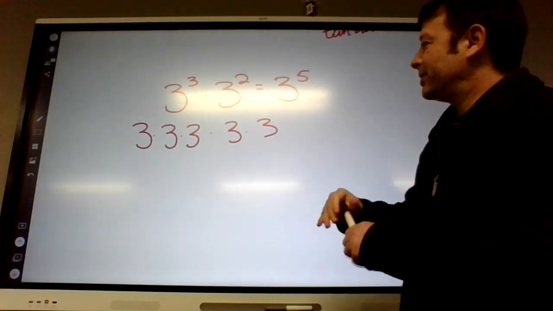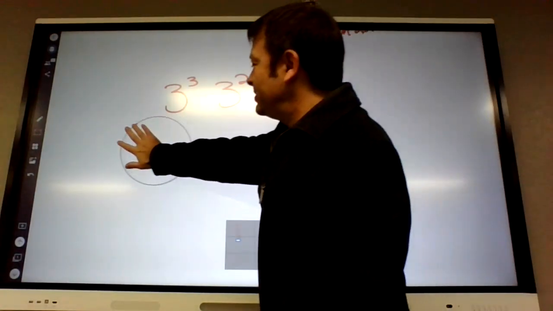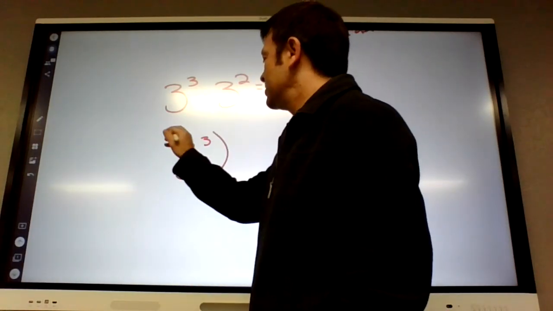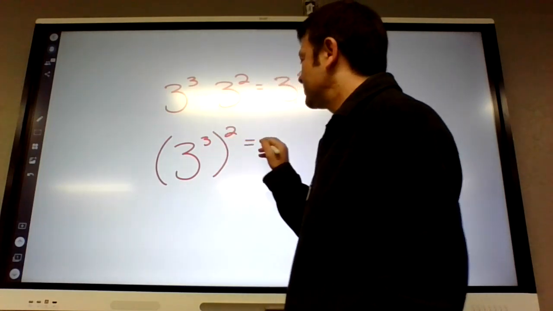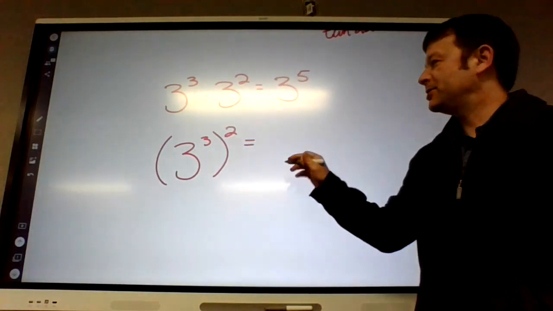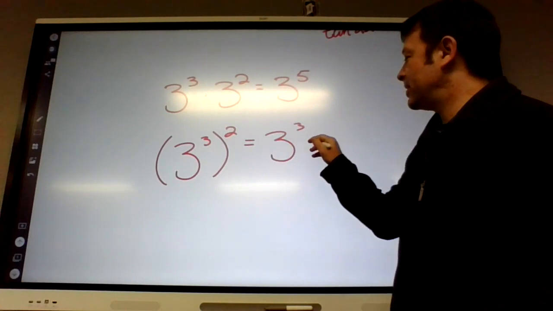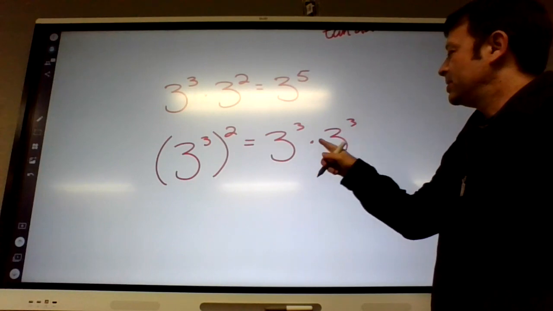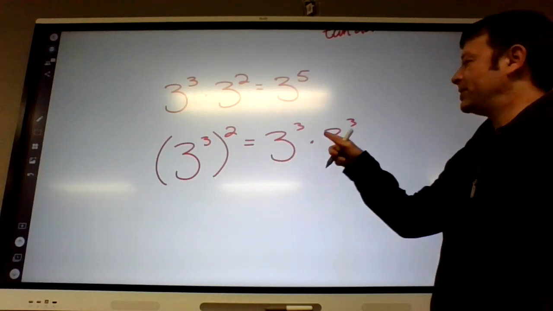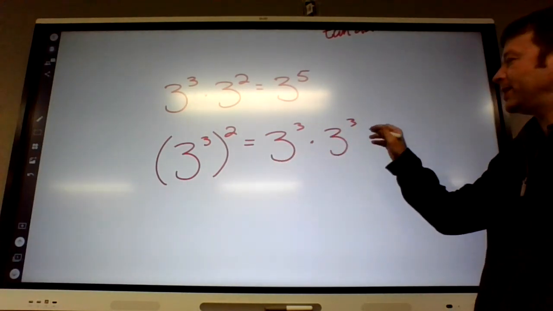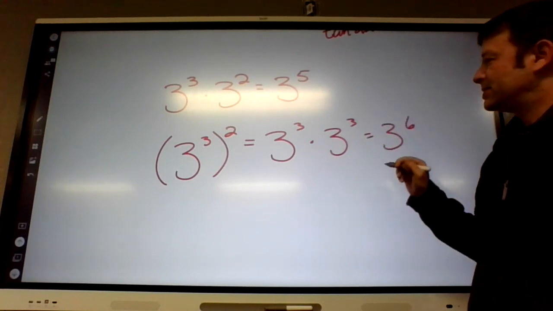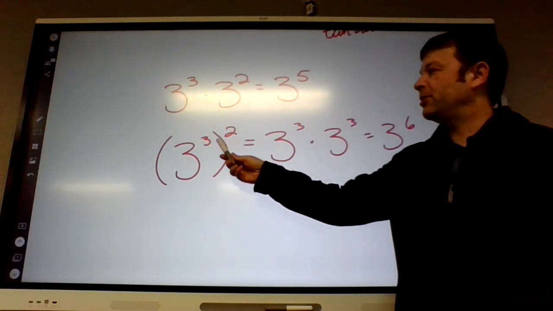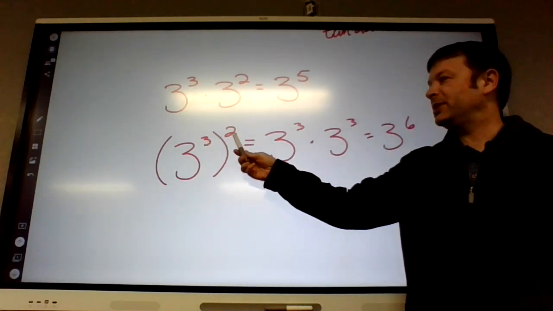Yeah, they added together. So that's rule number 1. Now, rule number 2. What if I said 3 to the third, squared? What does this mean? You multiply the exponents. This means 3 to the third times itself, right? That's what square means. We're squaring this. So that means 3 3's multiplied together times 3 3's multiplied together, and that would be 6 3's multiplied together. So when it's an exponent to an exponent, it's multiply.